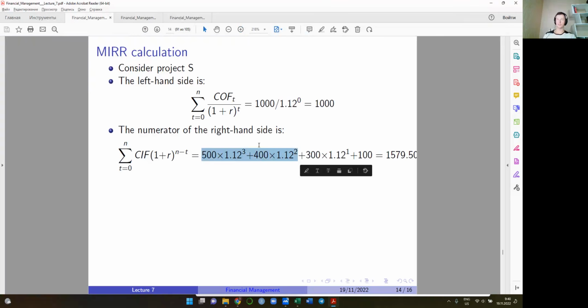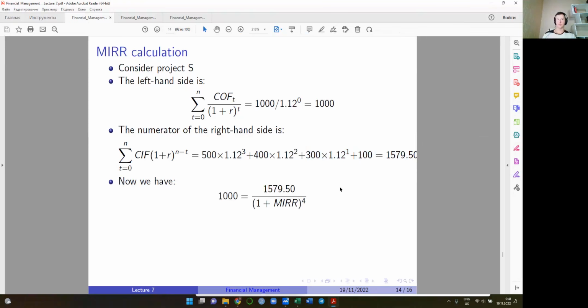So what is going on here? It is reinvestment. We assume, we imagine that we earn these amounts and we are investing them at the cost of capital, interest. 300 times 1.12 plus 100. And this is the result. So maybe this step is the most difficult step.